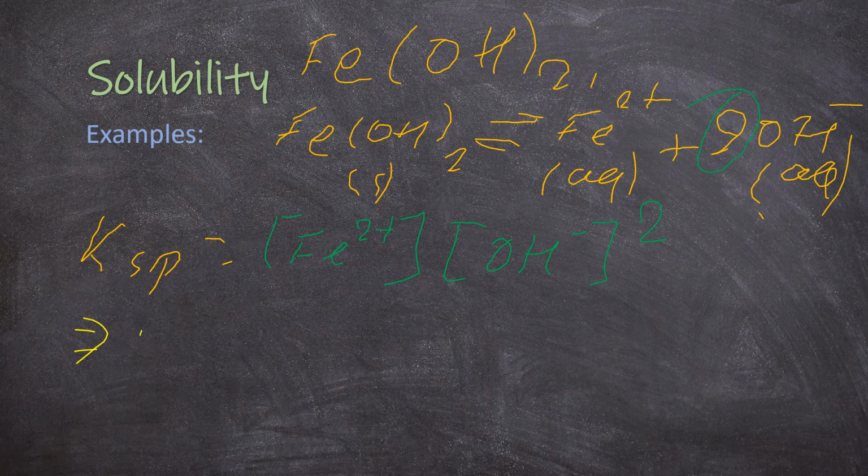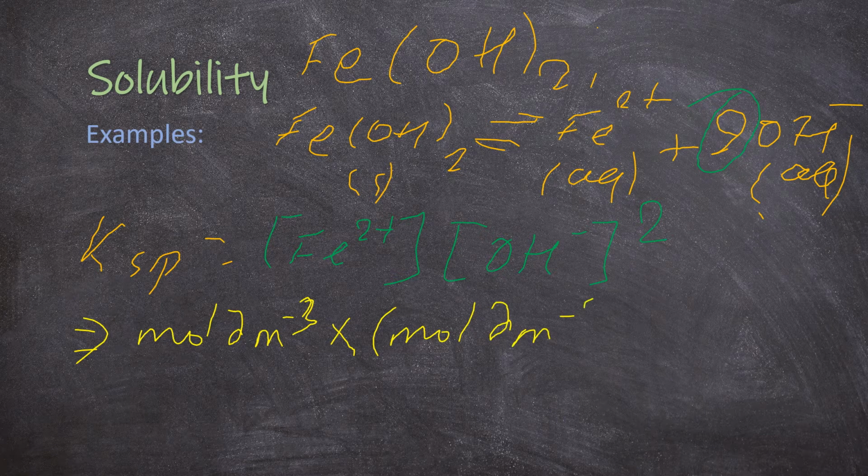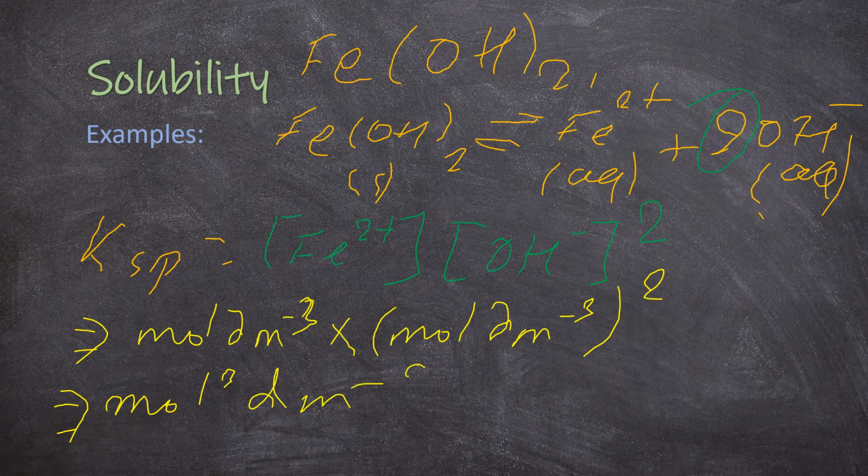So for Fe2+ we have mole per dm cube, and for this we have mole per dm cube squared. So from here you get mole 2, so mole 3, and 6 plus 3 is 9, so dm9. Sorry, this should be 9, not 6. Okay, it's right, no mistake. So like this you have to do.